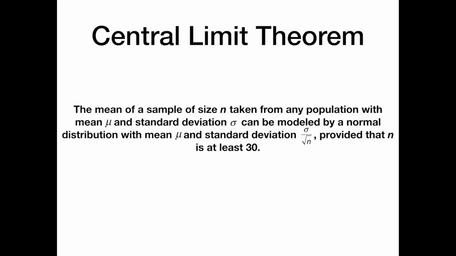You can see it here on the screen. It says the mean of a sample size n taken from any population with mean mu and standard deviation sigma can be modeled by a normal distribution with mean mu and standard deviation sigma over square root of n, provided that n is at least 30.